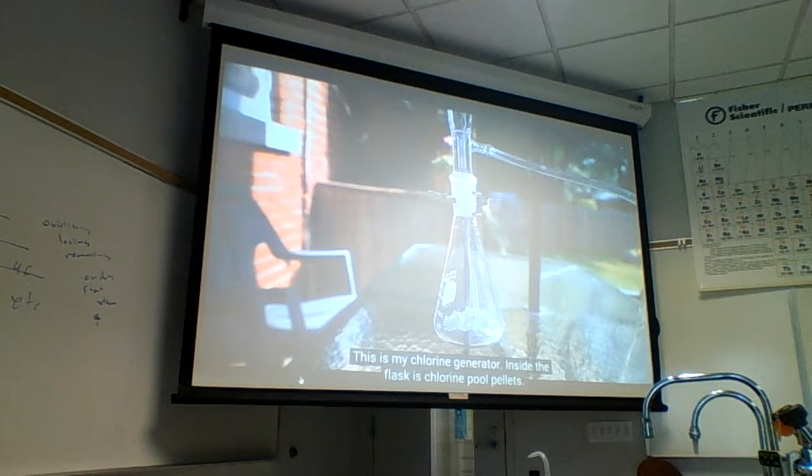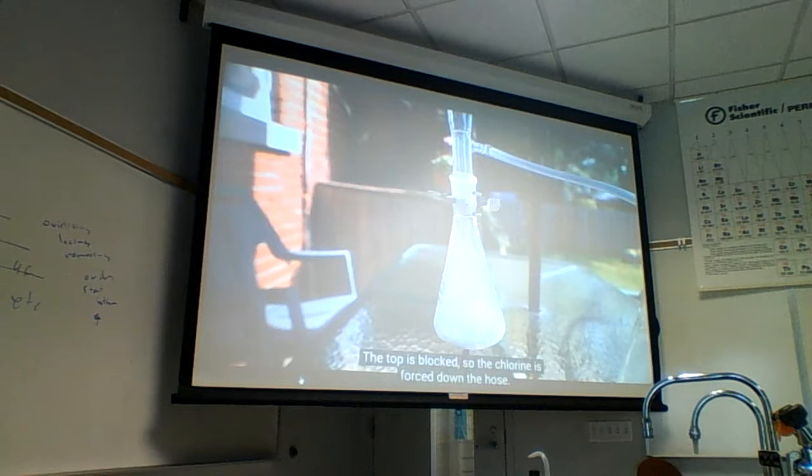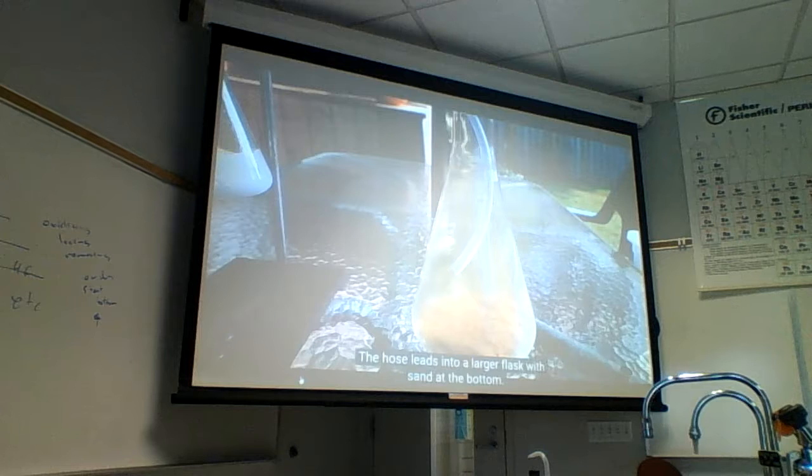This is my chlorine generator. Inside the flask is chlorine pool pellets. I then poured hydrochloric acid into the flask and it reacts to produce chlorine gas. As you can see, the chlorine has a faint greenish yellow color. The top is blocked, so the chlorine is forced down the hose. The hose leads into a larger flask with sand at the bottom.